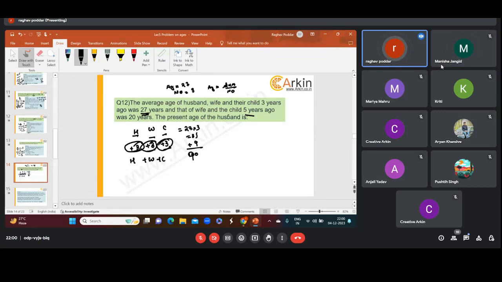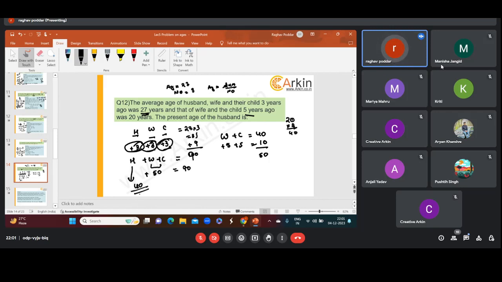And that of wife and child, wife plus child, 5 years ago is 20. So 20, these were two, so 40. 40 is their 5 years ago age. So their present age, you will add 5 to it. That means you are adding 10 to both. You will add 5, 5. That means their age would be 50. Wife and child's age is 50. Total is 90. So obviously the remaining 40 would be the age of husband.